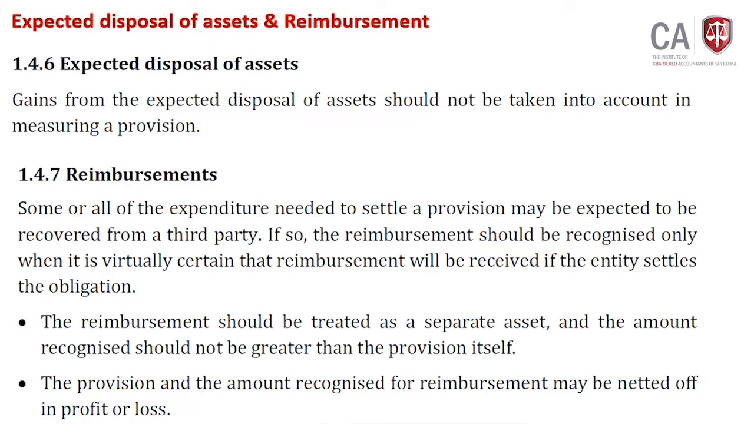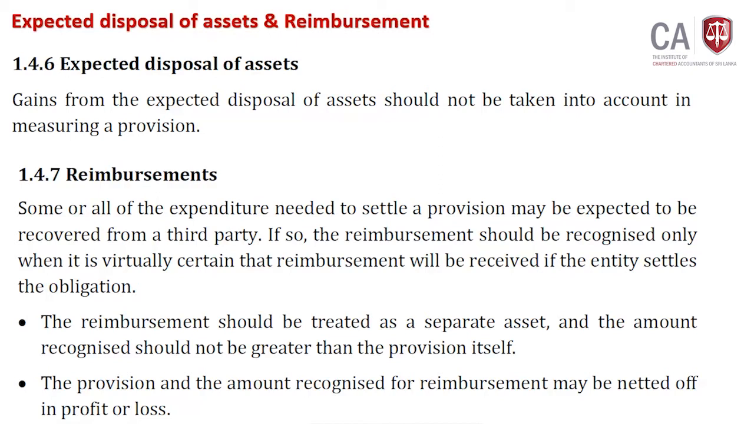Uncertainty එකක් තියෙනවා නම් you will not recognize as a what? Assets. The reimbursement should be treated as separate asset. You can't set off against the provision. That should be recognized as what? Separate asset. And amount recognized should not be greater than the provision itself. I'll explain using example, don't worry.